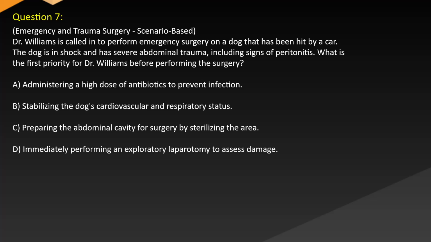Question 7. Emergency and trauma surgery. Scenario-based. Dr. Williams is called in to perform emergency surgery on a dog that has been hit by a car. The dog is in shock and has severe abdominal trauma, including signs of peritonitis. What is the first priority for Dr. Williams before performing the surgery?